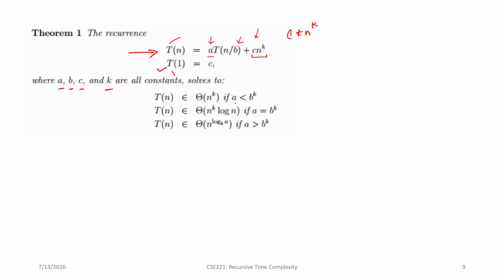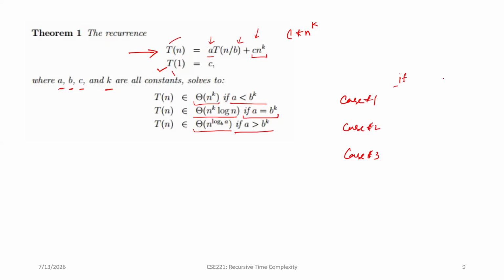And the logic is here. If A less than B to the power K, then the time complexity is this. If not, if A equals B to the power K, then the time complexity is this. And if A greater than B to the power K, then the time complexity is this. So it's just three cases. Case 1, case 2. I'm writing the same thing down again. Case 3.